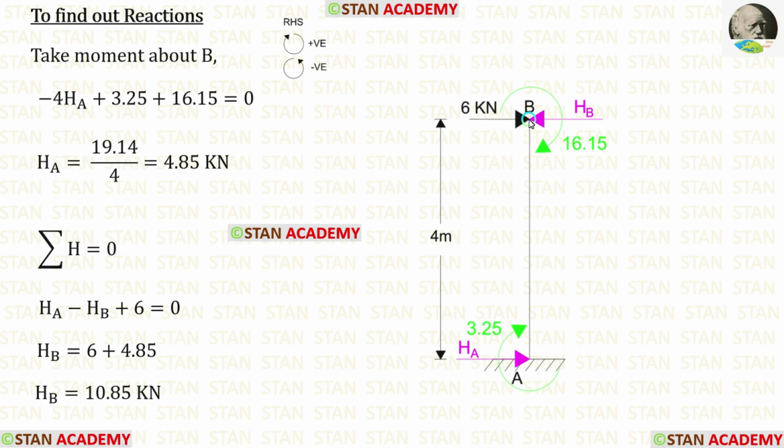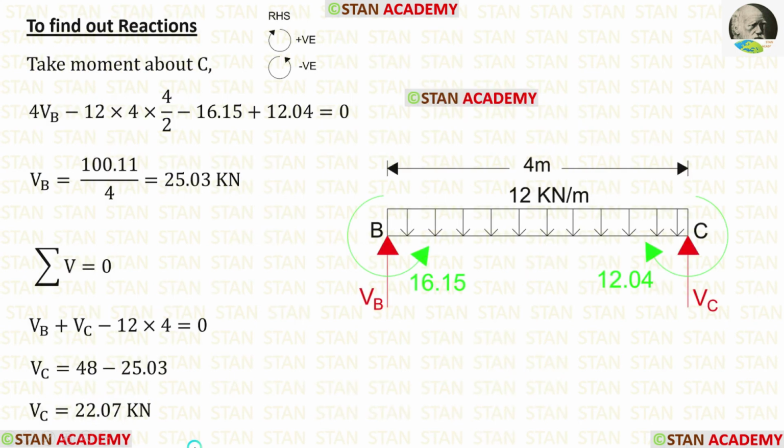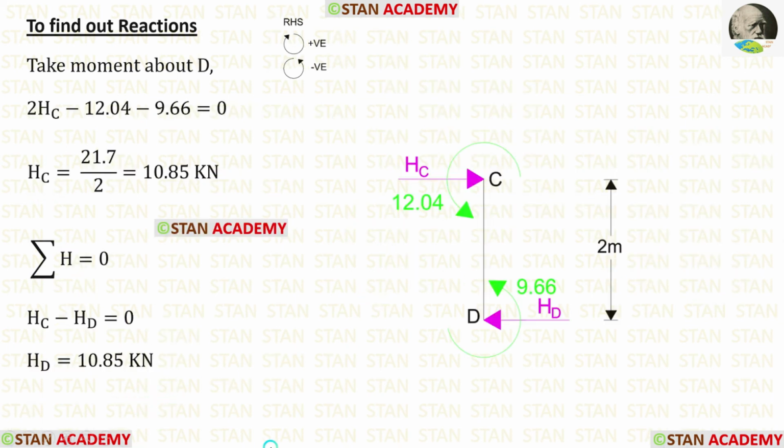First, let us take the column AB and find the reactions. When we take moment about B, we are getting HA. When we apply this rule, we are getting HB. Now let us take the beam BC and find the reactions. When we take moment about C, we are getting VB, and when we apply this rule, we are getting VC. Now let us find the reactions in the column CD. When we take moment about D, we are getting HC, and when we apply this rule, we are getting HD.